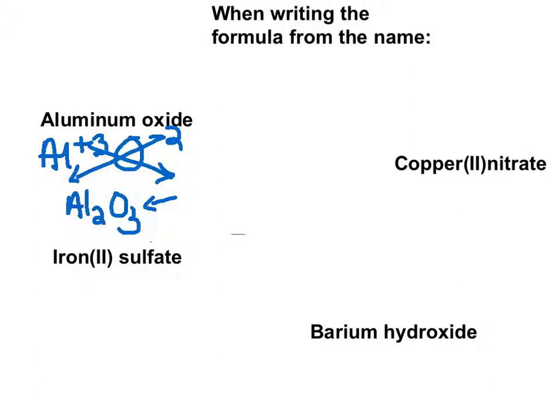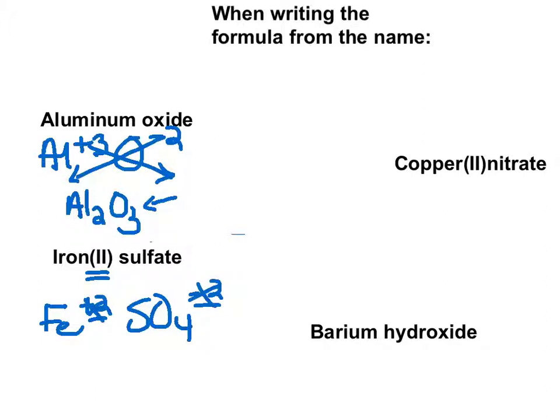The next compound we have is iron 2 sulfate. If I see the 2 in parentheses, I know that means it's iron with a +2. Sulfate, of course, is SO4 -2. So I have a +2, a -2. Those charges will cancel each other out, adding up to 0, and the formula would just be FeSO4, iron 2 sulfate.